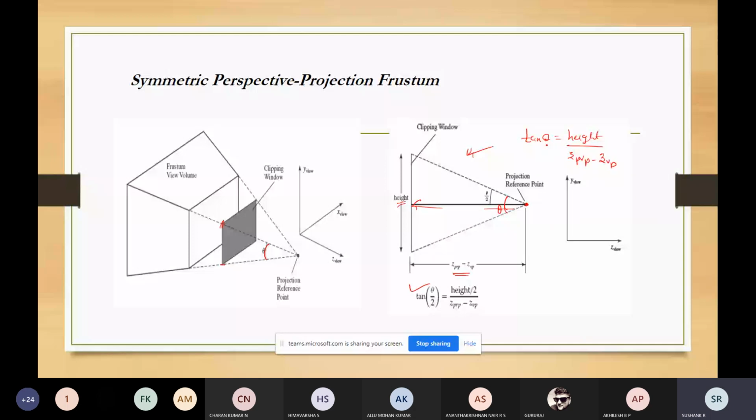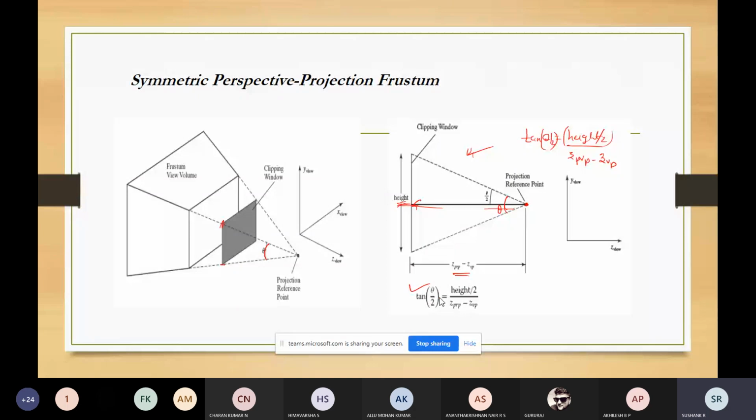The angle is divided into two parts. You need not have the complete angle. Since it is a symmetric projection, we are drawing a line which divides this angle into two parts. So we need just theta by 2. When I'm talking about theta by 2, the height is also divided equally. So it will be height by 2. So this is how this tan theta is derived. It is a calculation, that's all.